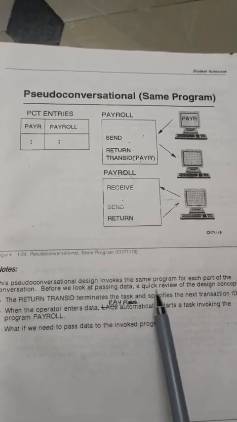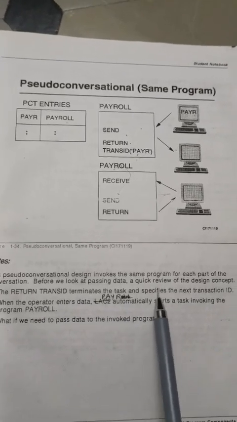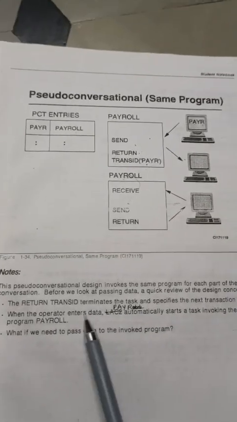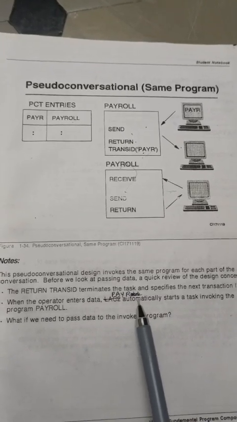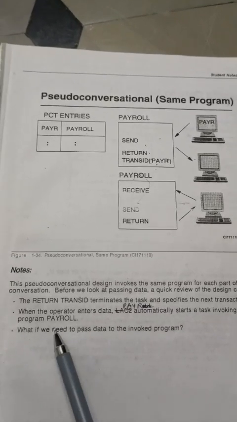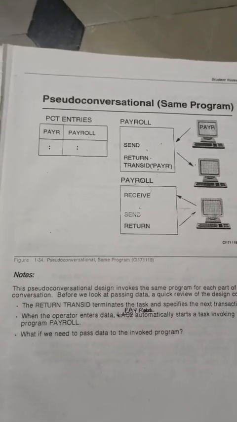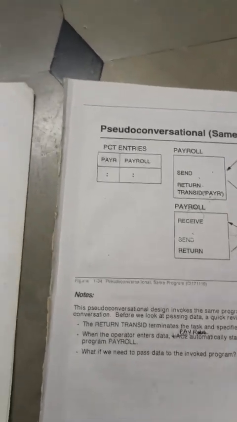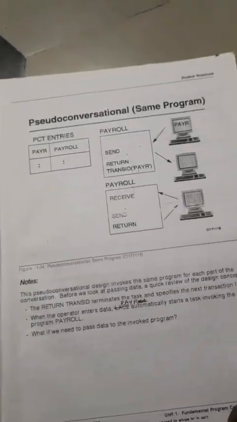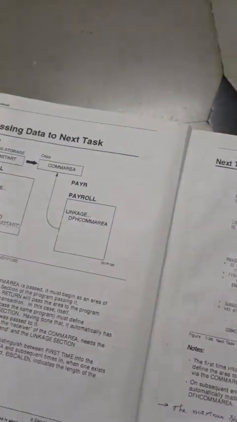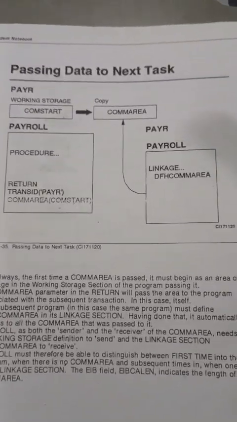Before we pass the data, a quick review of the design concept. The return transaction ID terminates the task and specifies the next transaction ID. Whenever the operator enters the data PAYR, it automatically starts the task, invoking the program payroll. What if we need to pass the data to the invoked program? How to pass the data to the invoked program? Earlier we discussed how to pass the data for different programs, but here we'll discuss how to pass the data within the same program.